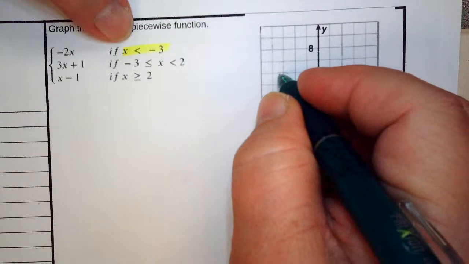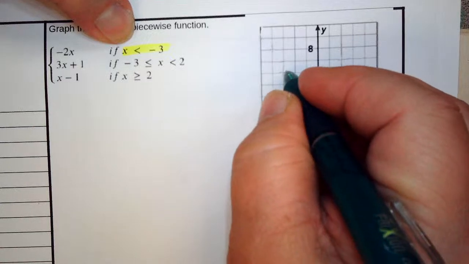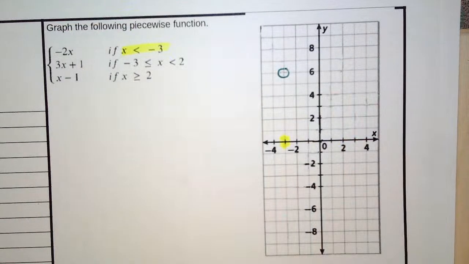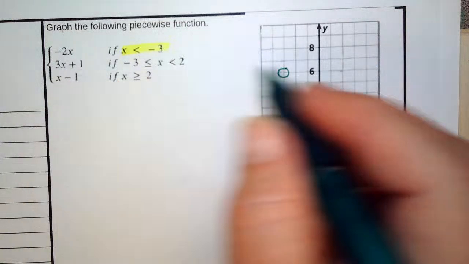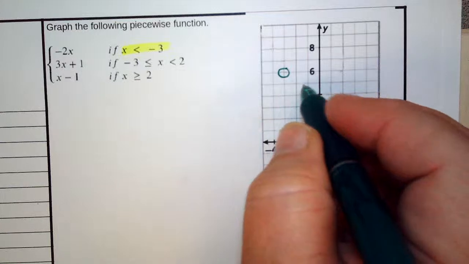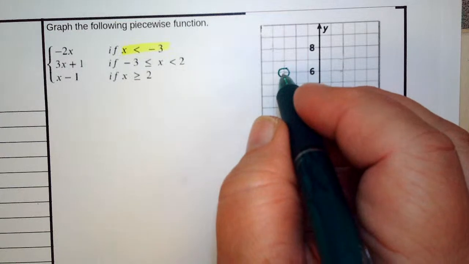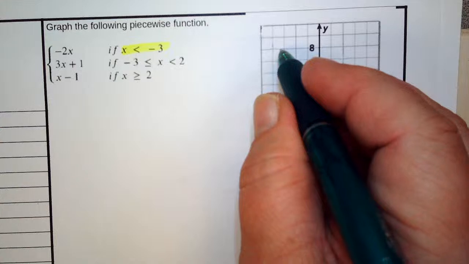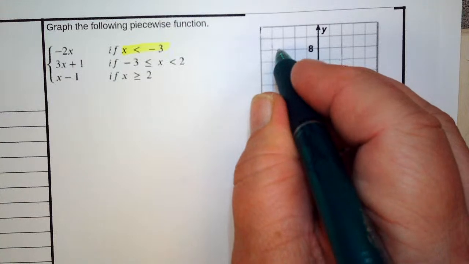Is it equal to? No. That means I've got that open circle. Now what do I do? Well, it's that negative slope of -2. So I would usually go down 2 and right 1. But this time I will go up 2, and then I will go left 1.